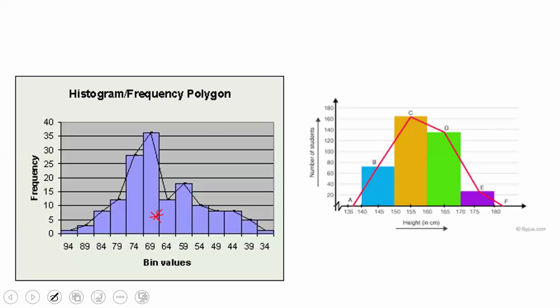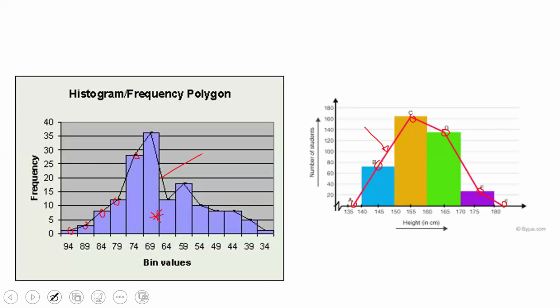How do we get a frequency polygon? It's just by having a point at the middle of your bars and connecting it with a line. Look at here. This is the middle, this is the middle, this is the middle, and then you are just connecting it with a line. That line is the frequency polygon. This black line here is the frequency polygon.